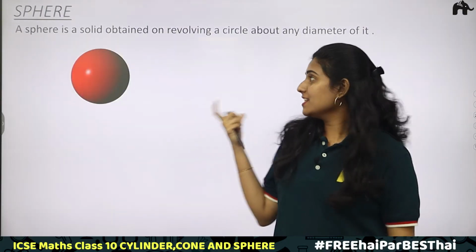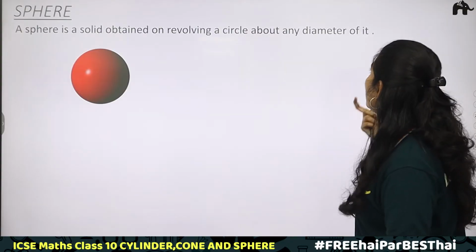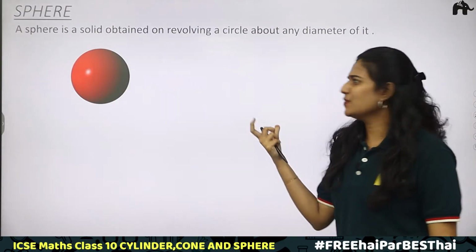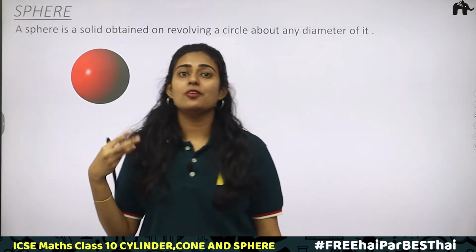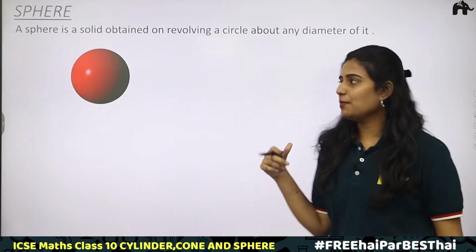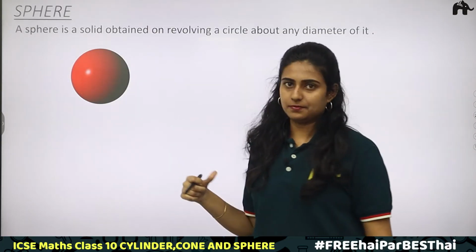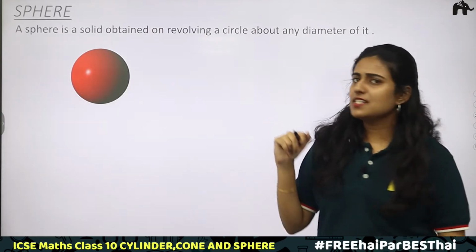Next is sphere. A sphere is a solid obtained on revolving a circle about any diameter of it. Sphere, spherical shape objects. You know, you have many fruits and vegetables. Then, football, cricket ball, etc. are examples of spherical shape objects. Now, here we have the shape of a sphere. Now how is a sphere obtained?